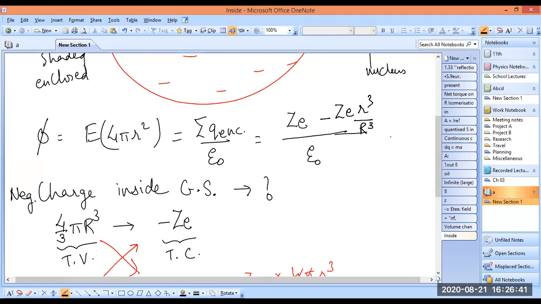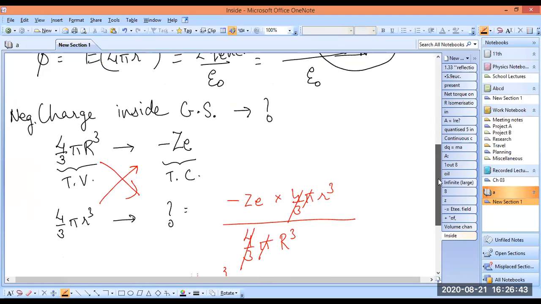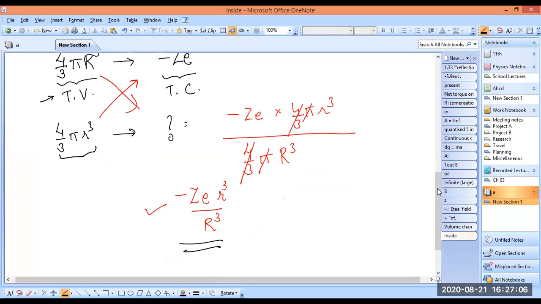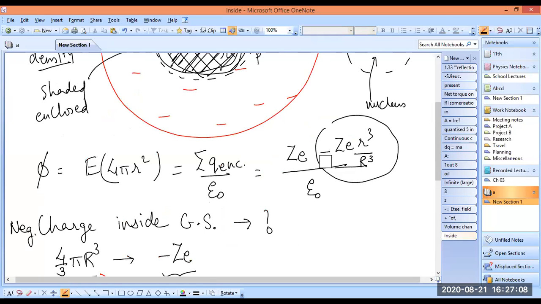Again, how did I get this value? Have a look at this calculation. We say that in total volume, which is 4 by 3 pi capital R cube, the total charge is minus Z, right, for the whole atom, for the negative part actually. And then for the Gaussian surface, the volume is 4 by 3 pi r cube. So what's the charge over there? We did a cross multiplication and we got this answer, right? That means here that much charge is subtracted because that charge is negative. Nucleus, this is nucleus charge, that's positive, and this is the remaining charge.